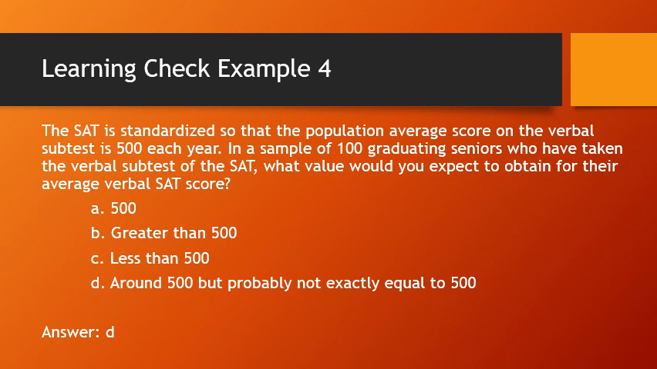For this question, you'll notice that when you're talking about the population of students and then you talk about a sample, again, there's sampling error. So the sample probably would still have an average around 500, but it's probably not exactly equal to 500 because of error.